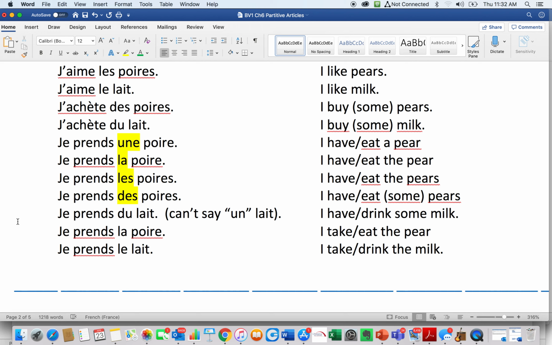Okay, so here we go. Je prends du lait. So we can't say un lait. We don't say I have a milk. We say some milk. I have milk. I have some milk. And here we have pears ad infinitum. I'm tired of looking at pears. I'll bet you are too. So je prends la poire. I eat the pear. Je prends le lait. I drink the milk. Okay.